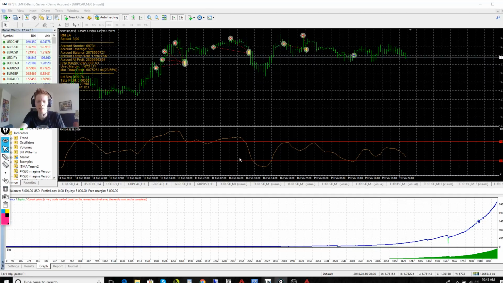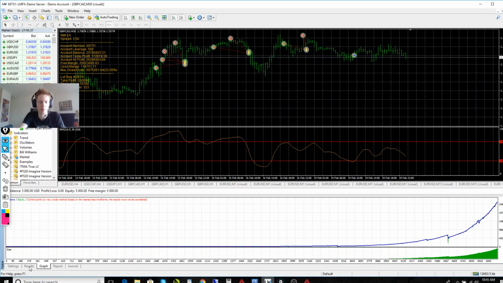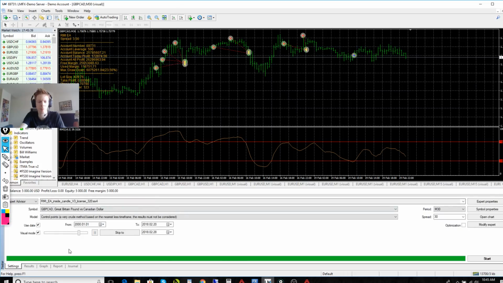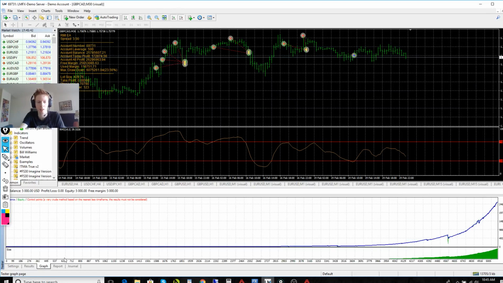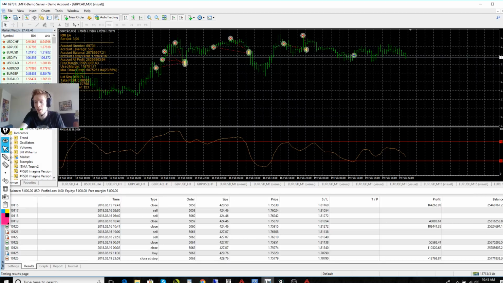But it's not about $600 turning into 25 million, because as you can see in this test, it is a very crude method based on the nearest less time frame, and results must not be considered. I'm not going to tell you guys that this is a real $600 turning into 25 million in 8 years, or I think it was about 11 years, because that wouldn't be telling the truth. This kind of test that I ran here is a more crude way of testing. You can't believe these results.